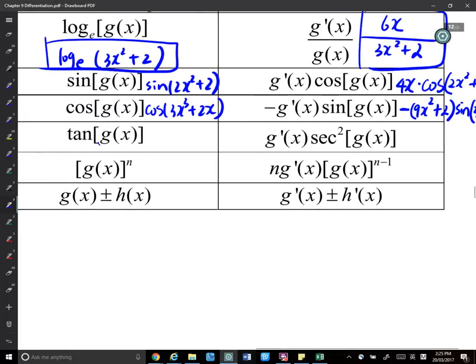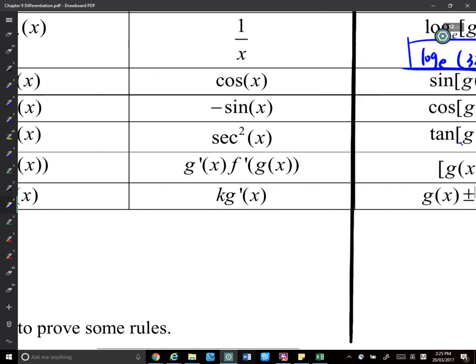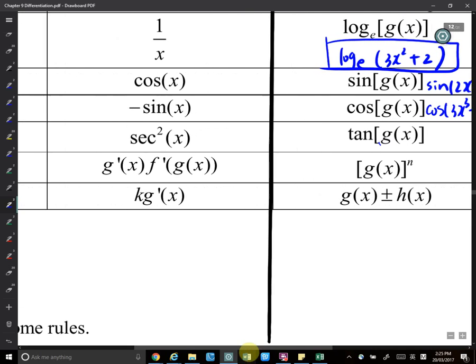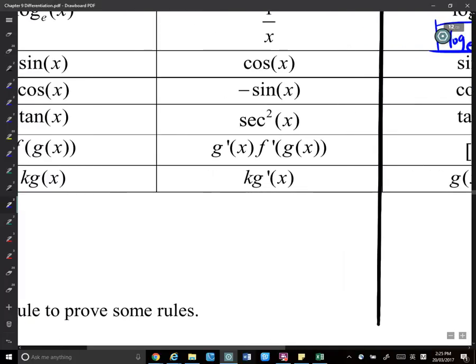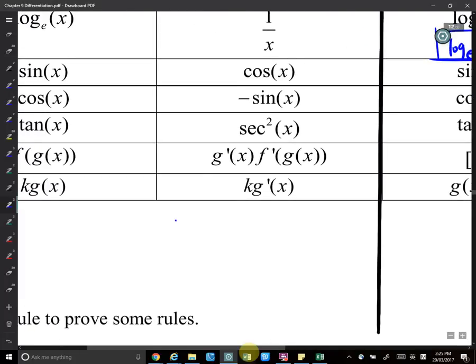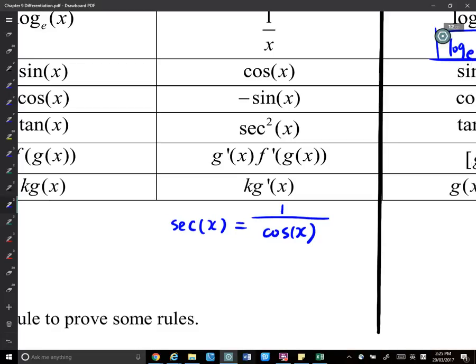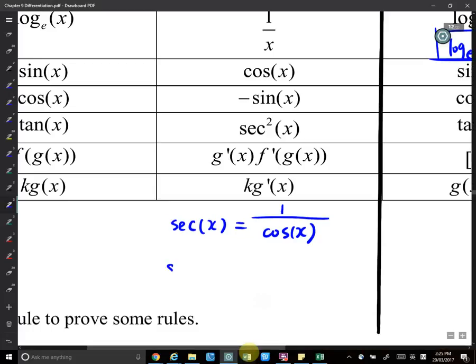Okay, let's have a look at tangent. For tangent, that will become secant squared x. So what is secant squared? Secant x equals 1 over cosine x. It's the reciprocal of cosine. Then what is secant squared x? Secant squared x equals secant x and then squared.